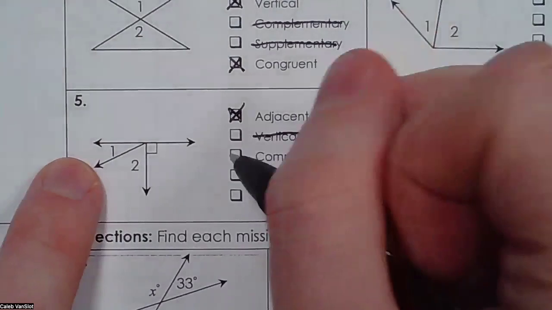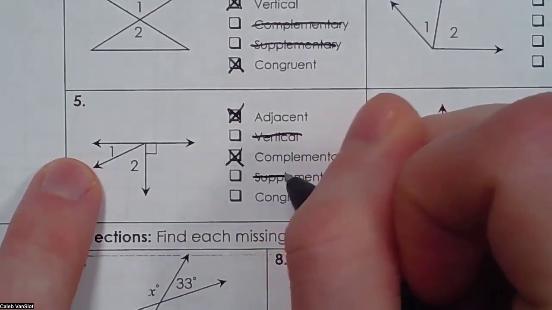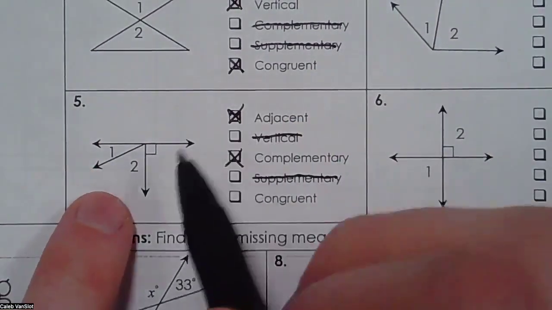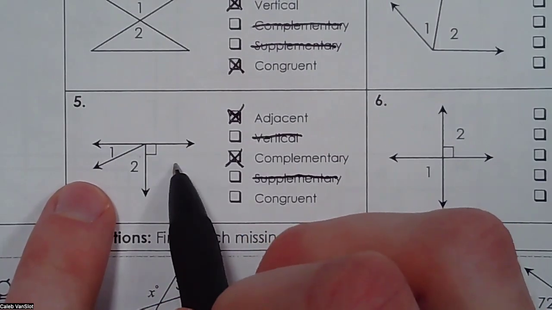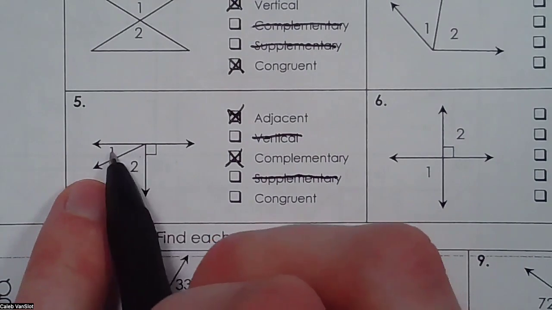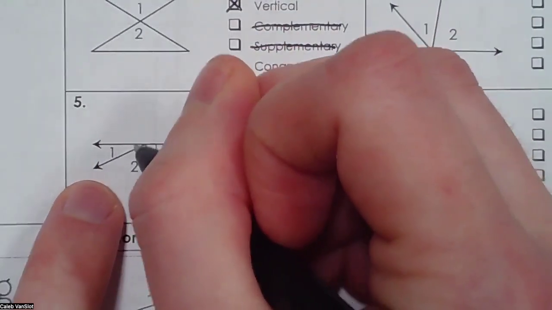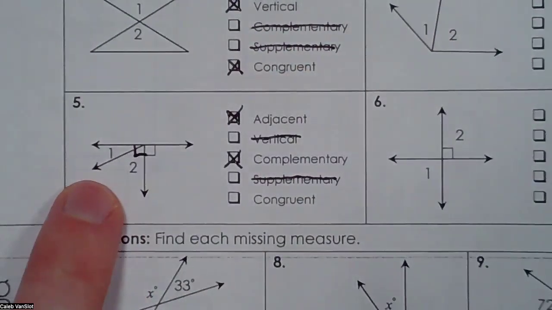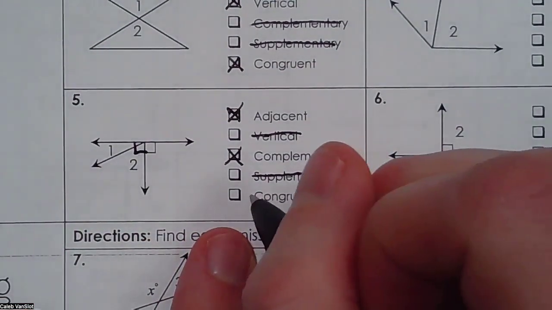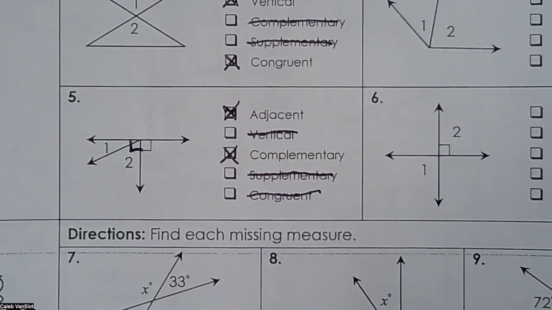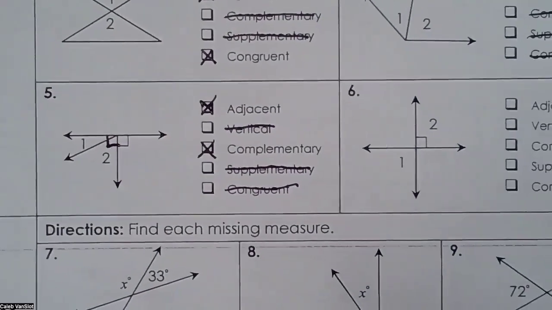Does everybody agree with that? Okay. If it was supplementary, we would be saying that this plus this is 180, right? Which is true, but we only want to know 1 and 2, right? They're going to make a nice 90-degree angle right there. Okay. Are these the same measure? No, right? One of them's way smaller than the other.